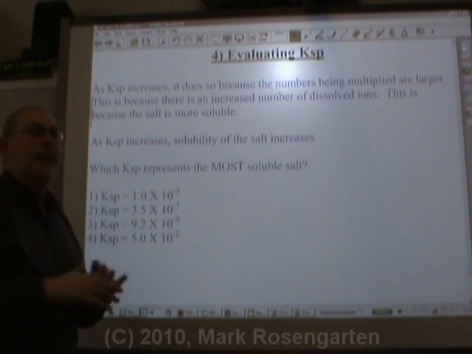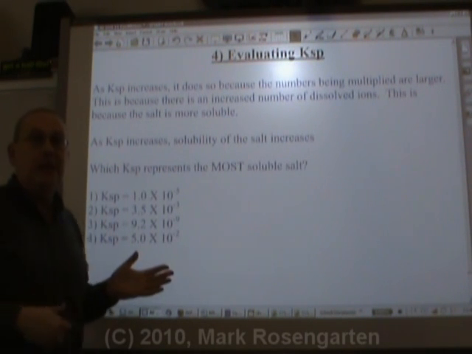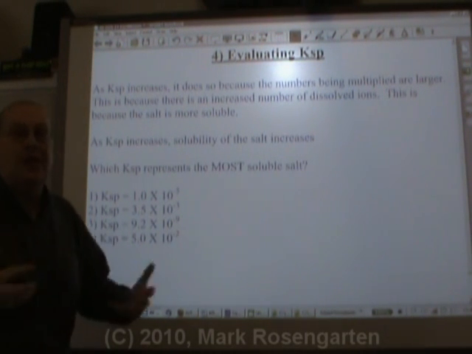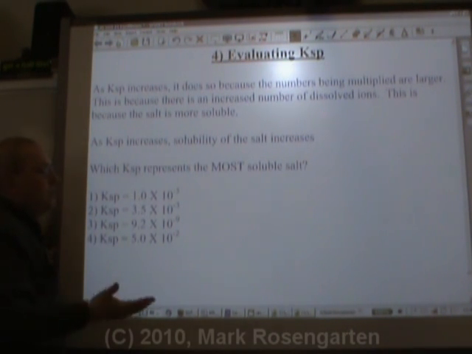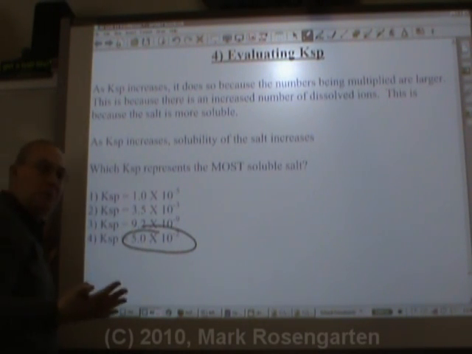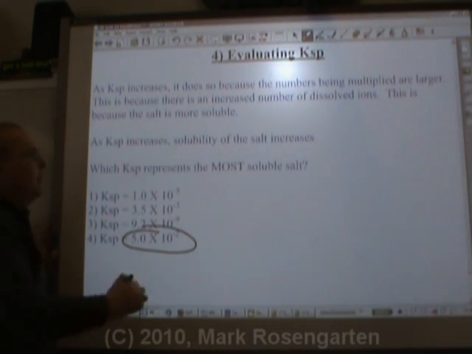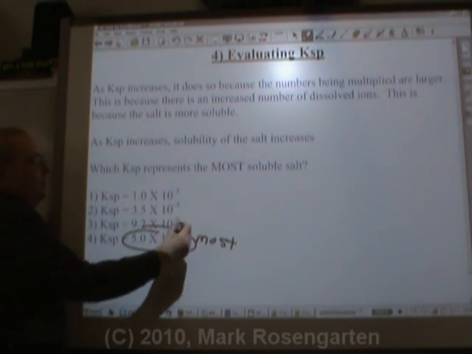Just the same as with Keq, the higher the Keq, the further the reaction went, same thing happens with Ksp. The higher the Ksp, the bigger the numbers we're multiplying together, so the more soluble the salt is going to be. Which of these numbers would be most soluble? Well, which is the biggest value? It would be this one. That would be most soluble, because that means you're multiplying the biggest numbers together. The higher the solubility, the bigger the numbers you're multiplying, and so the bigger your answer is going to be. That's the most soluble. So which one would be the least soluble? 10 to the negative ninth.